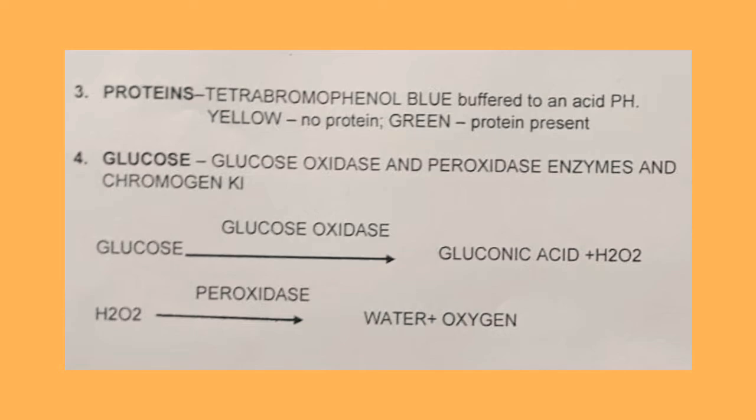Glucose oxidase and peroxidase enzymes and the chromogen potassium iodide are used for glucose. Glucose is converted to gluconic acid and hydrogen peroxide in the presence of glucose oxidase, and hydrogen peroxide in the presence of peroxidase will convert into water and nascent oxygen will be released. This will cause the change in color of the strip.